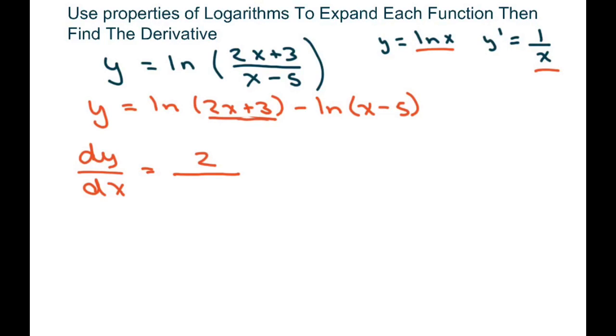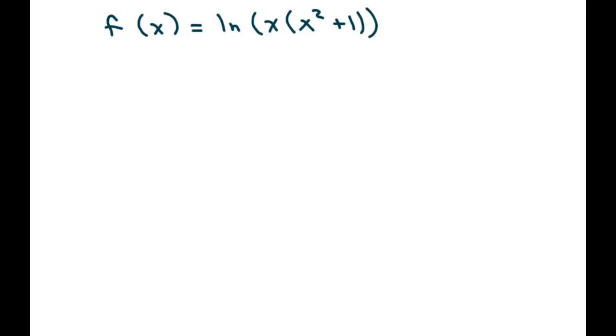This is your whole inner function here, so that's going to be 2x plus 3, minus the derivative of the inner function is 1, and this is the whole function, and you just put this in the denominator. Okay, and that's it. On the next one, we're going to first expand f of x.